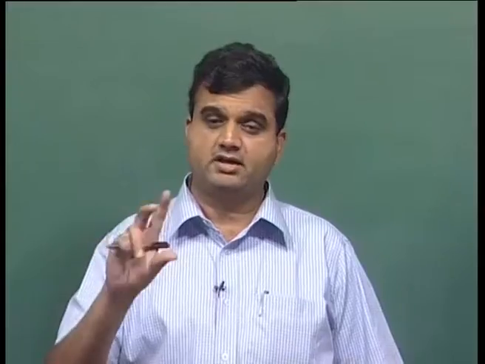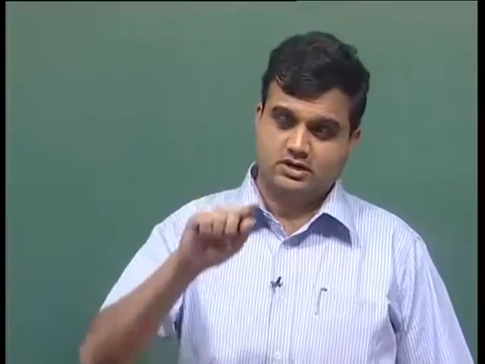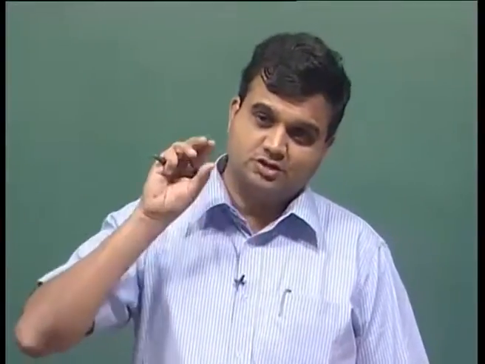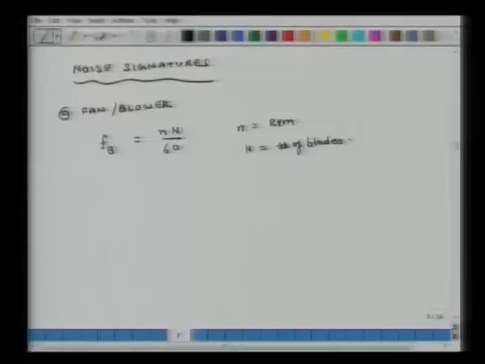If I have 5 blades, then each time a blade passes through the opening, it pushes air into that thing. If it is doing n rotations and there are 5 blades, then it is 5n. So this will be the fundamental tone it generates. Then it will have a second harmonic, a third harmonic, so 2FB, 3FB, and so on and so forth.